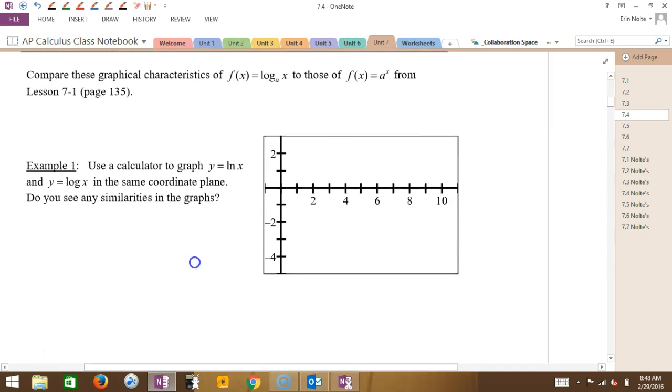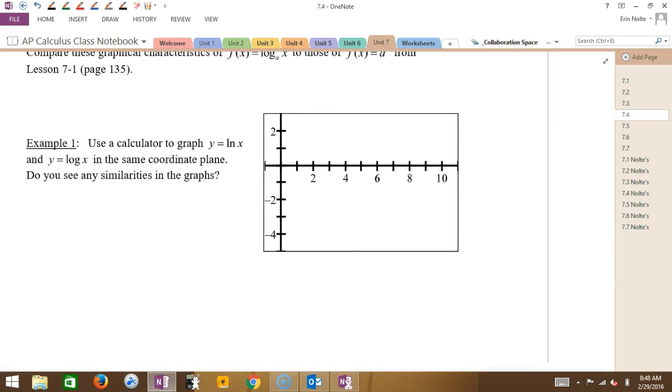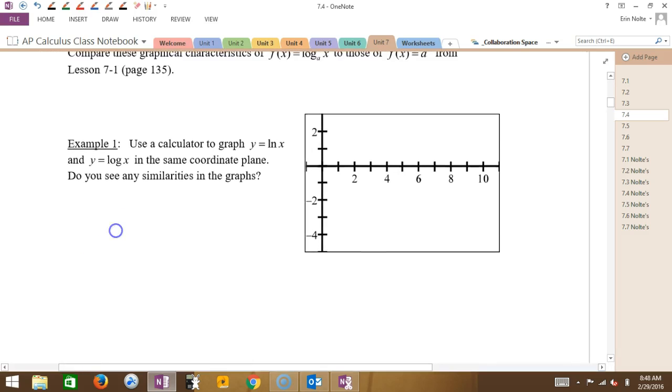Let's do example number 1. It says, use a calculator to graph the natural log of x. Go ahead and draw the natural log of x on your calculator, and then also draw the log of x, and tell me what you see.